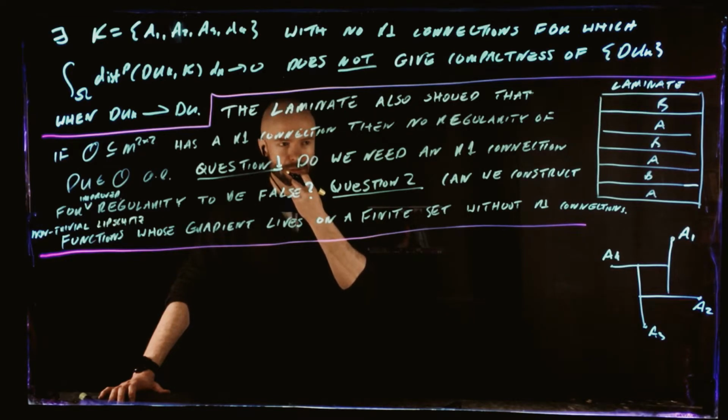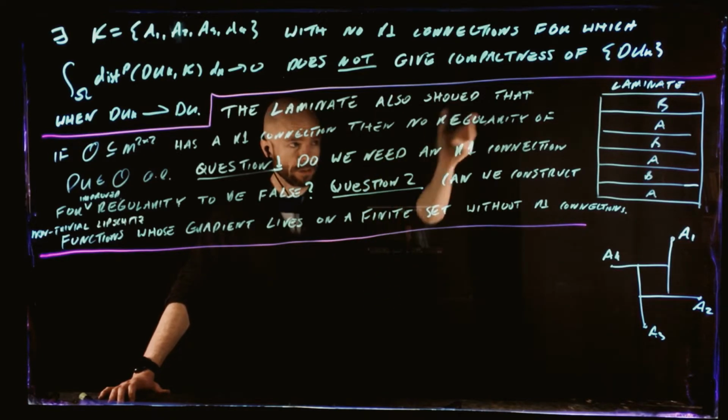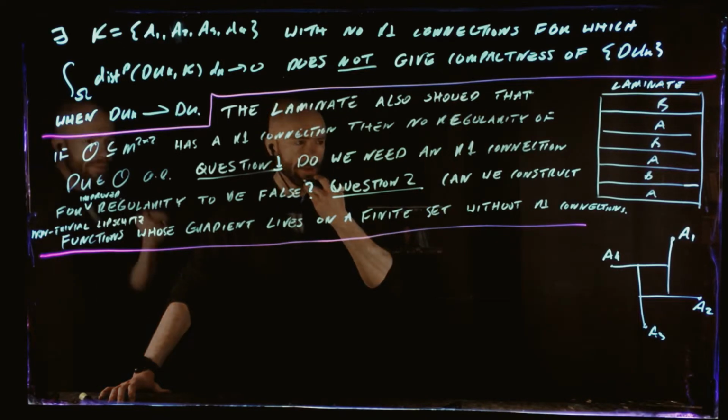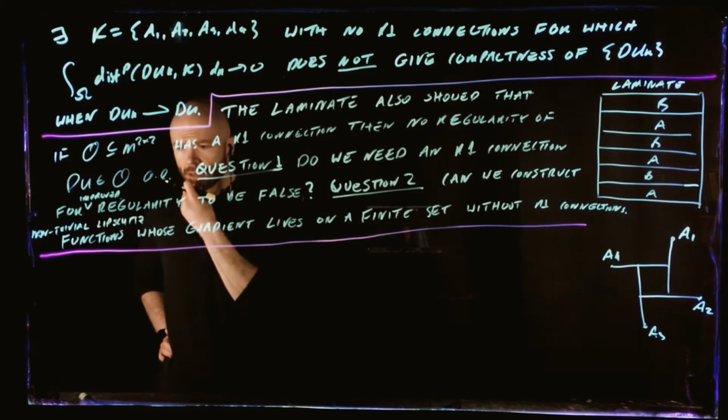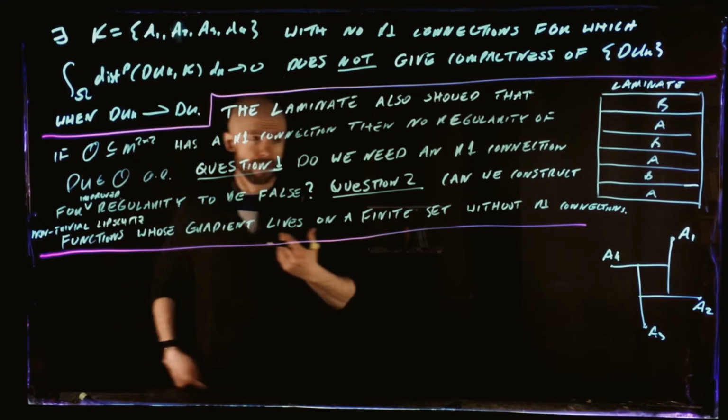Yeah, but well, either way would be good. So if you could find any non-trivial Lipschitz function whose gradient lives on a finite set without rank 1 connections, that's a weaker statement, but that's also quite a strong thing to be able to do, given the only method I've shown you to construct differential inclusions is just to build things out of laminates.